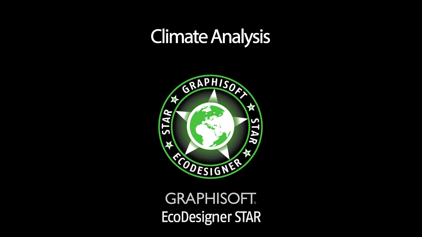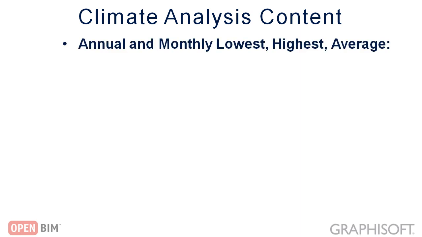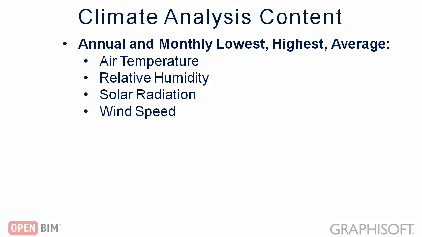This movie is titled Climate Analysis, and it presents how to generate and document the weather statistics needed for choosing the appropriate sustainable design solutions for your architectural design project. For a detailed climate analysis, all the following aspects must be considered: annual and monthly lowest, highest, and average of the external air temperature, relative humidity, solar radiation, and wind speed. All these are directly derived from the online weather file.